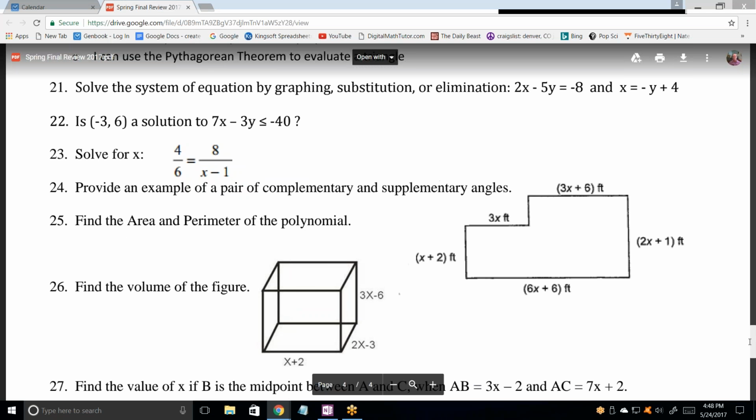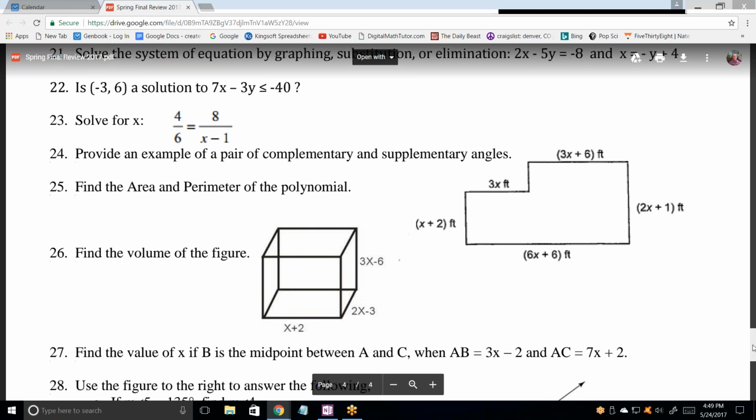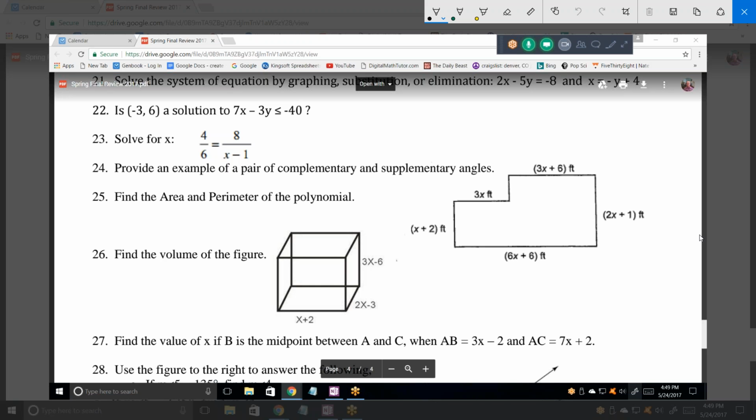Now, let's look at 22. How do we know if that's a solution or not? We have to plug it in. Okay, so tell me what to write. Plug it in first. I really am not fond of doing two steps at once. 7 parentheses negative 3 minus 3 parentheses 6 is less than or equal to minus 4.